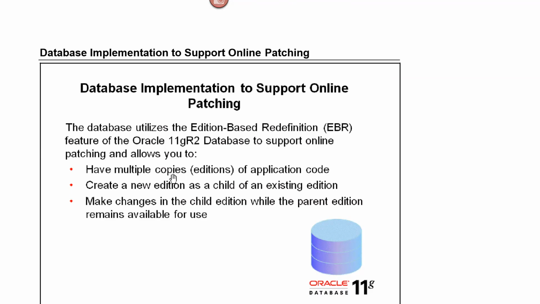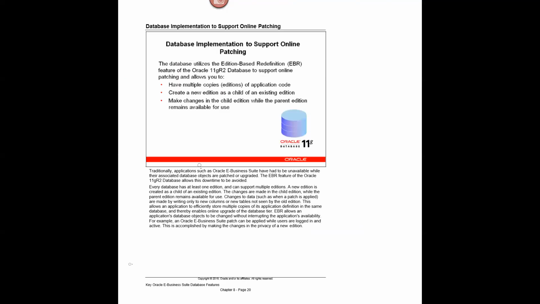So it maintains multiple copies of application code. It creates a new edition as a child of the existing edition. It makes changes to the child edition while the parent edition remains available. So it maintains a duplicate copy. That concept is called edition-based, but more we'll discuss later on. But this is the feature. In the database, you don't have two databases. So it maintains a table and a copy of that, and all the patching will happen to the second one, and the first one will be used by the users. That's why it is called a parent-child relationship.